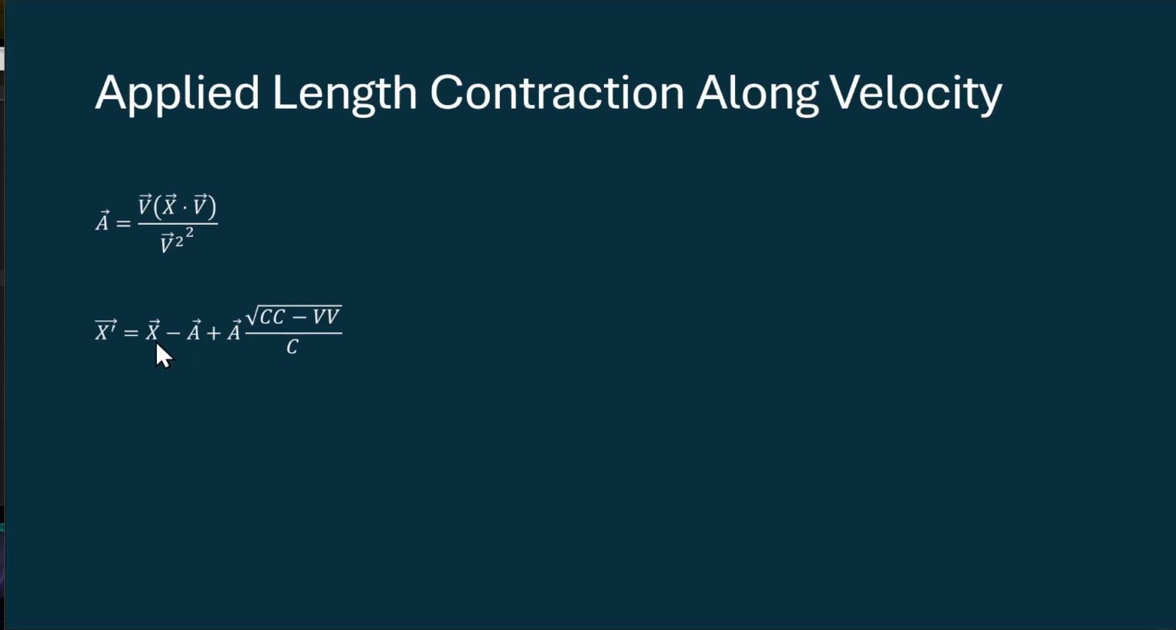And you end up with the old position minus the amount of the position that's dotted on the velocity, and then add back the length contracted version of that on the velocity to give you the real position. And then this can simplify into 1 minus capital gamma.